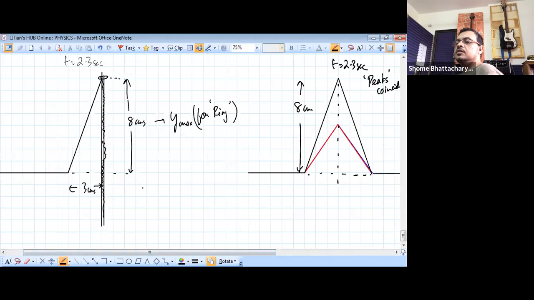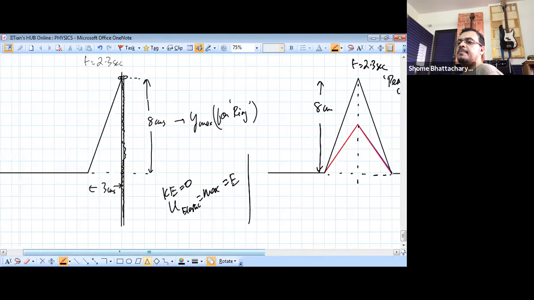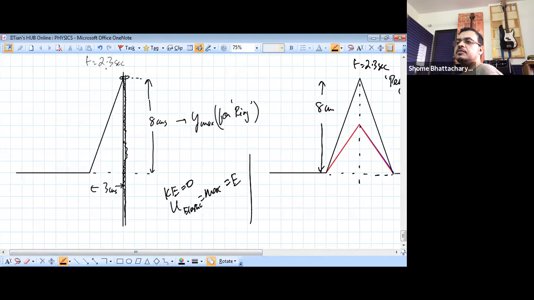So this is the instant when the kinetic energy of the system will be zero, and the elastic potential energy of the string will be maximum and equal to the total energy. Maximum stretch, but all the particles have reached maximum displacement. So momentarily they are at rest. But del y by del t is zero because y has reached its maximum.